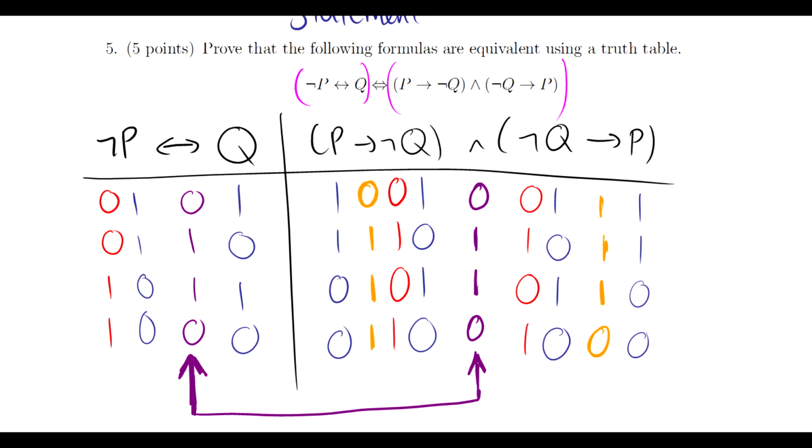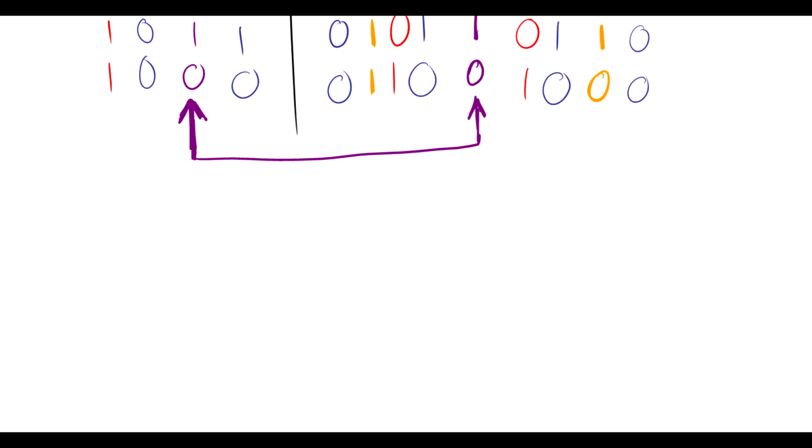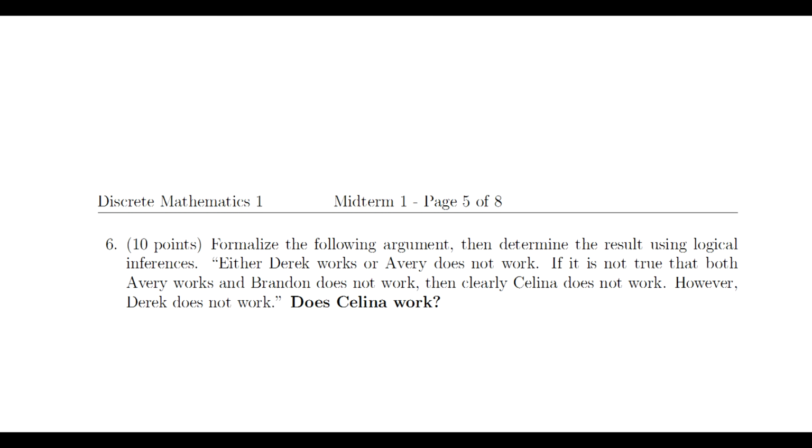You can do it the same way you've done it before, where you do a column for P, then Q, then not P, then not Q, then not P biconditional Q. But if you do this, see, we already have 5 different columns going on, so it's probably nicer just to put it all in one big thing. That's just my opinion. So that was the first question in logic.